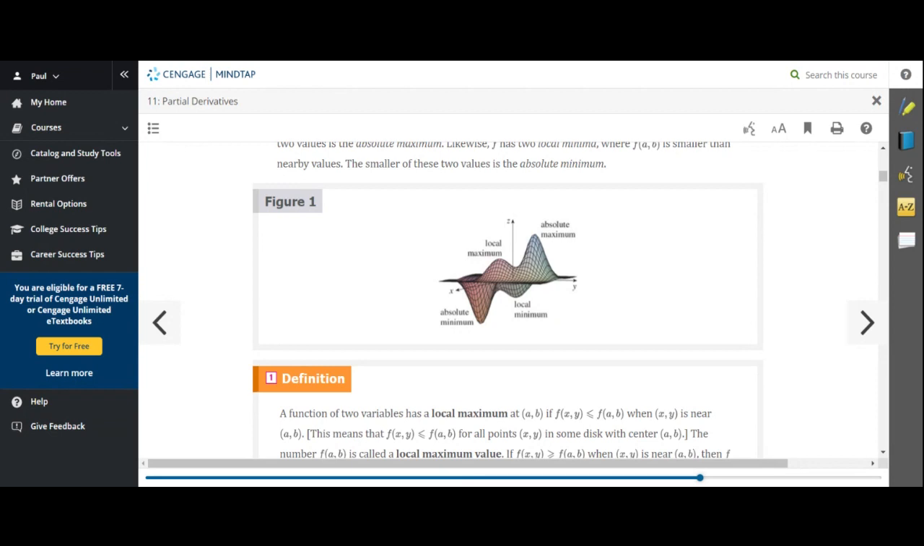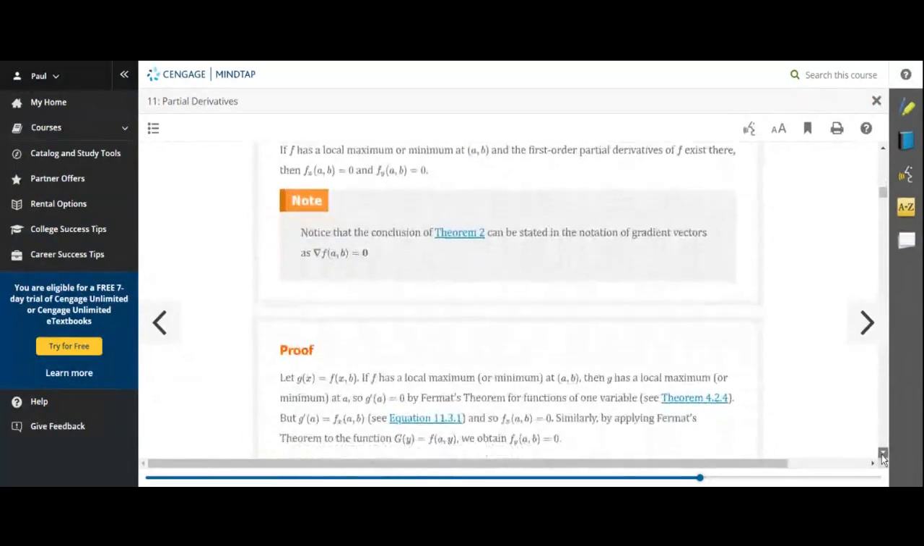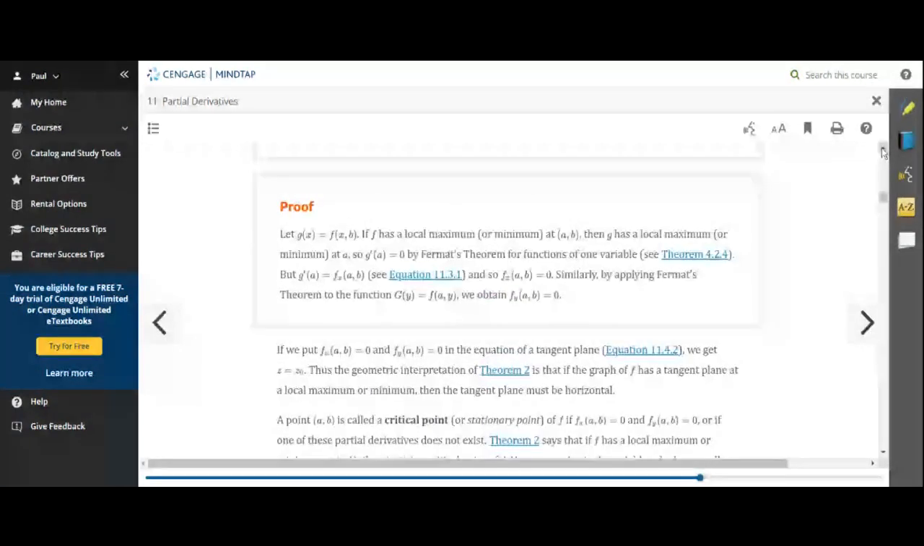But the two easiest tangent lines to work with are the tangent lines that go in the direction of the x-axis and the direction of the y-axis, in the direction of the i vector and the j vector. And so we utilize that idea, and we come up then with how to find a critical point.